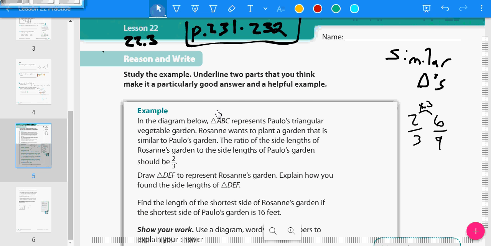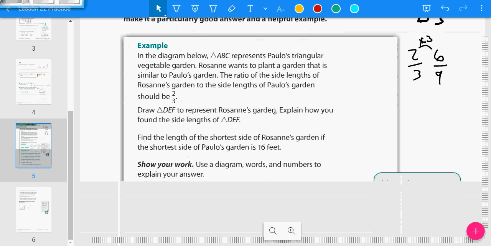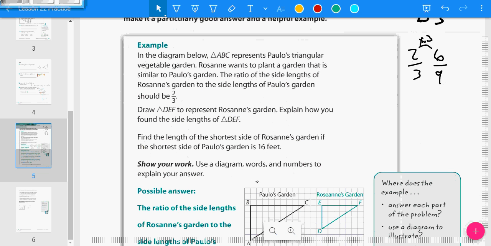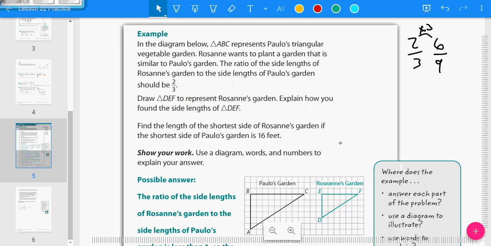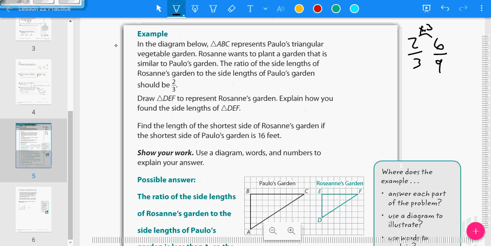So why don't we take a look at the example here on page 231. We're going to go through this one together, and I'll get you started on the one on page 232. So let's read this through. It's good to read it through and understand where they're coming from first. In the diagram below, triangle ABC represents Paulo's triangular vegetable garden. So that's kind of right here. Roseanne wants to plant a garden that is similar to Paulo's garden.